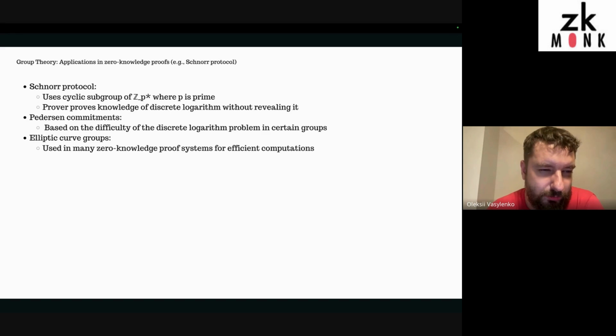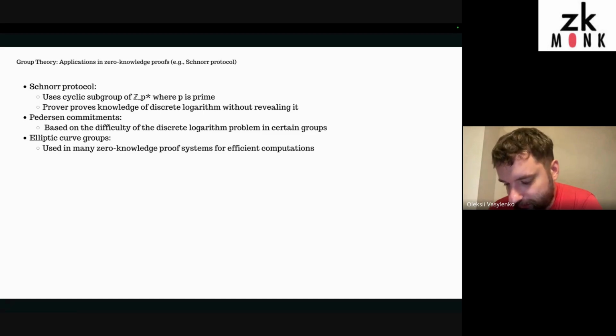Group theory is used in protocol design, for example elliptic curve groups, because it allows us to be very efficient in computation and verification. Pedersen commitments are also based on the difficulty of the discrete logarithm problem in certain groups. I think later in the course we will speak about Pedersen commitments as well, not in today's lecture.